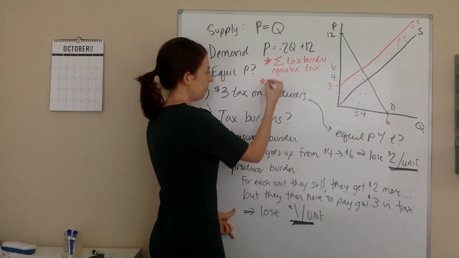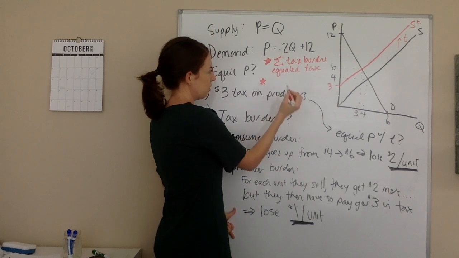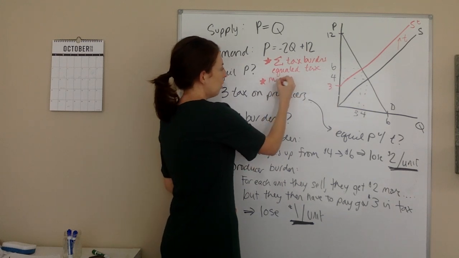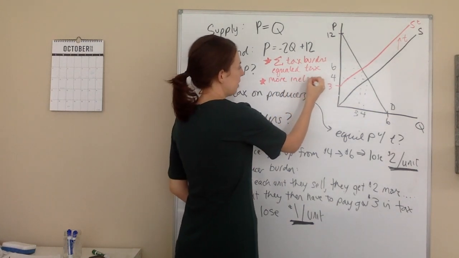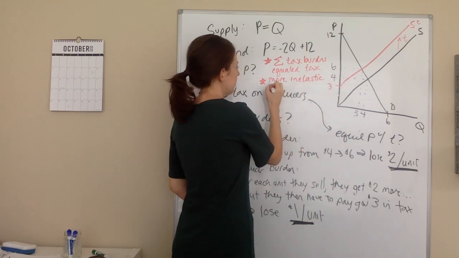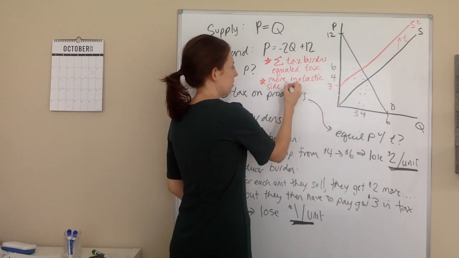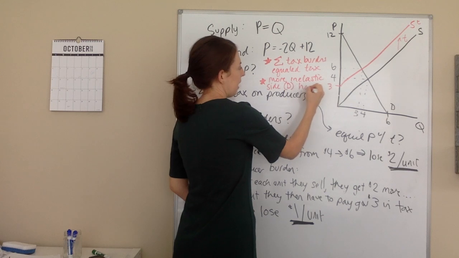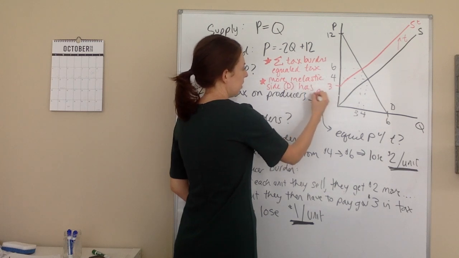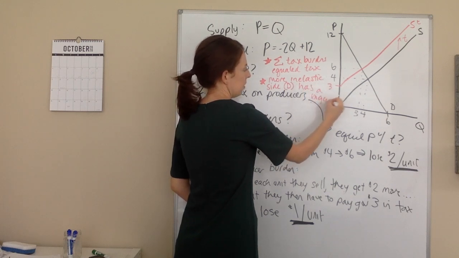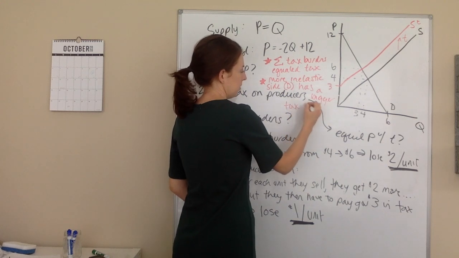So the star is that the more inelastic side of the market, which in this case was the demanders, has a bigger tax burden.